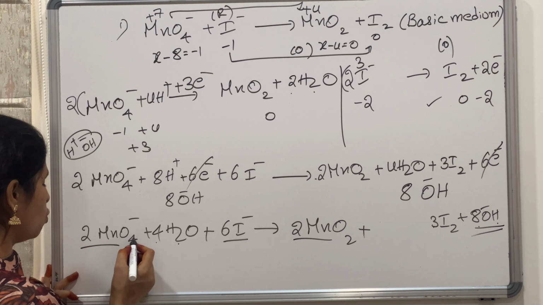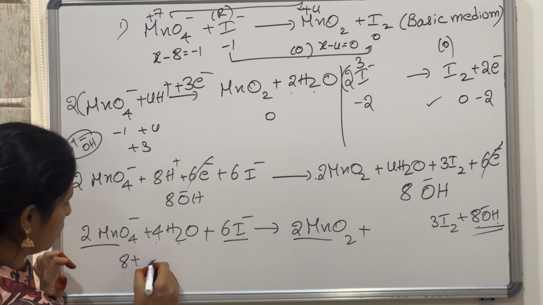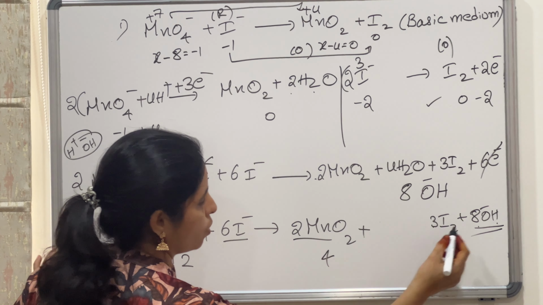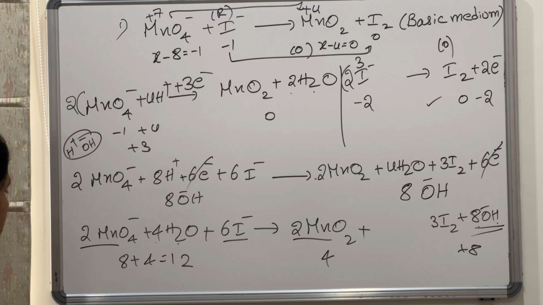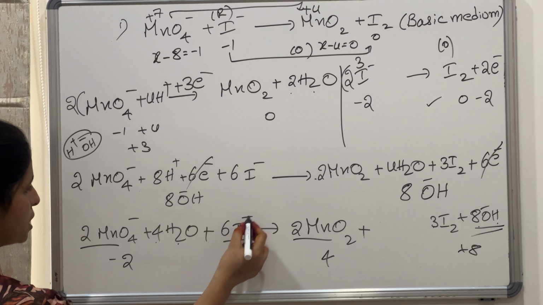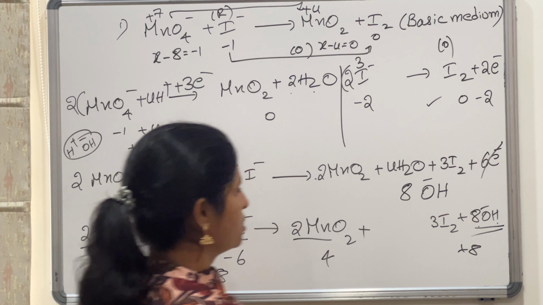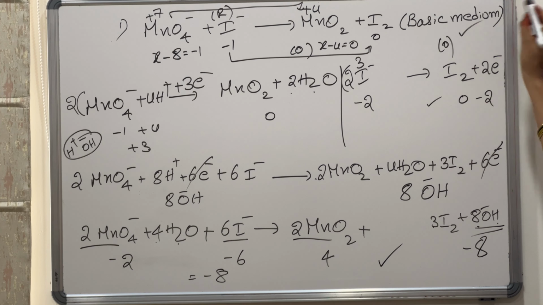Now oxygens: 2 4s are 8 plus 4, total 12, and on this side 2 2s are 4 plus 8, 12 oxygens. Anything else? Now you balance the charge. So here 2 into minus 1 minus 2, 6 into minus 1 minus 6, so overall charge is minus 8. Here 8 into minus 1, the charge is also minus 8. So overall this equation is balanced in a basic medium.